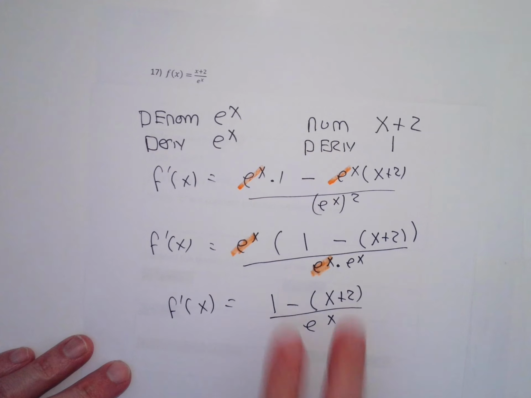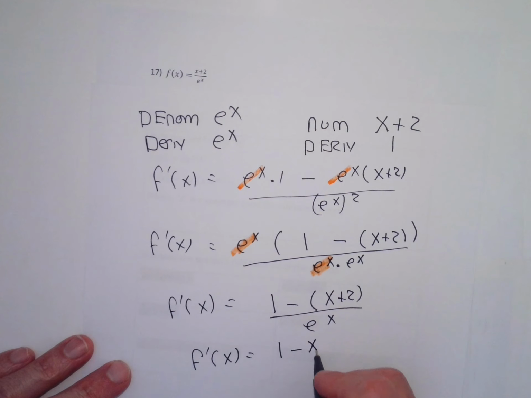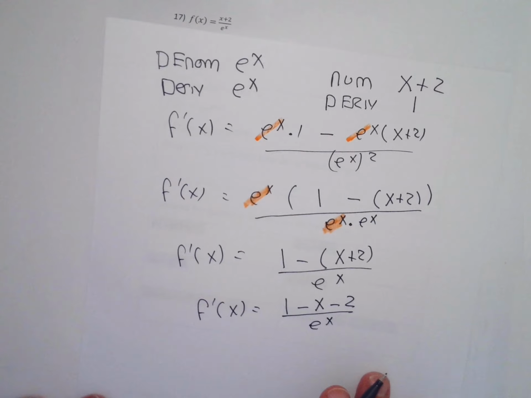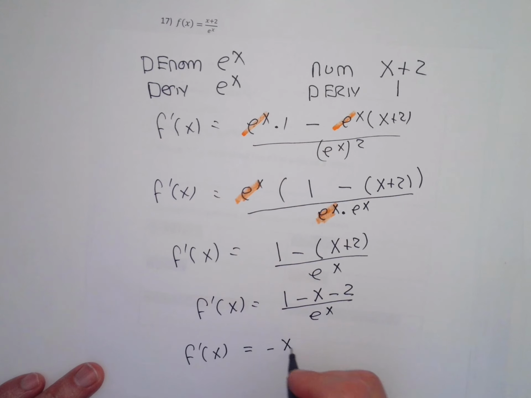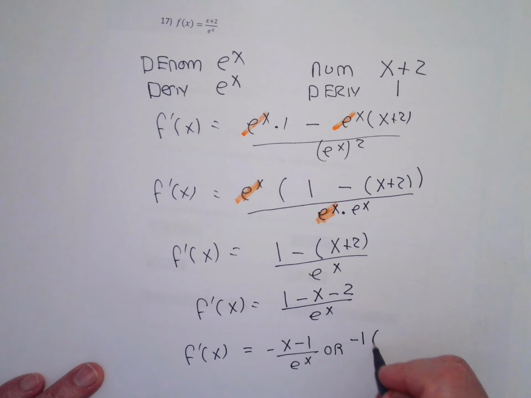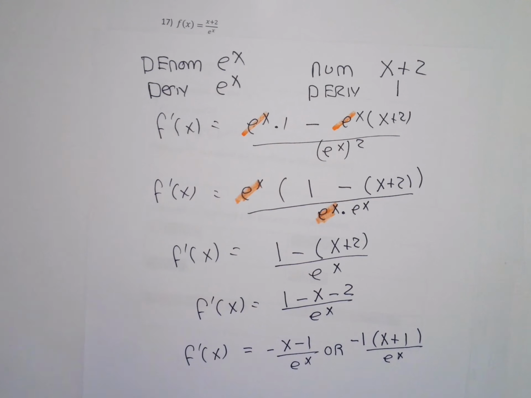Now I'm going to clear the parentheses and get f prime of x. The derivative is 1 minus x minus 2 over e to the x. And then 1 minus 2 is negative 1. This is going to be completely adequate if I wrote negative x minus 1 over e to the x for my derivative. It's written in a nice order. I combined all the like terms. The alternative would be to factor out a negative 1 from the numerator because the first term is negative. And if I factor out a negative 1, both the x and the 1 will change to positive. Both of those are good answers.